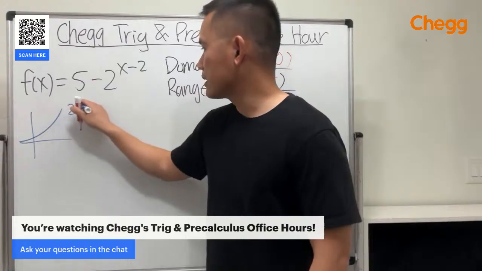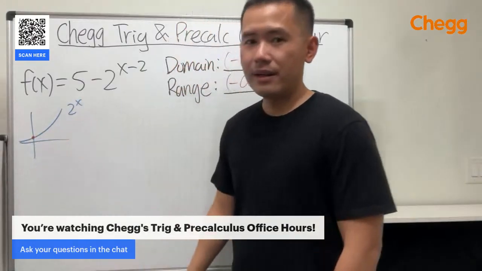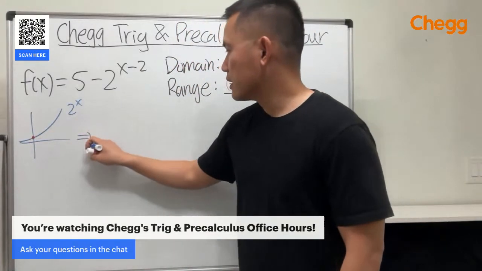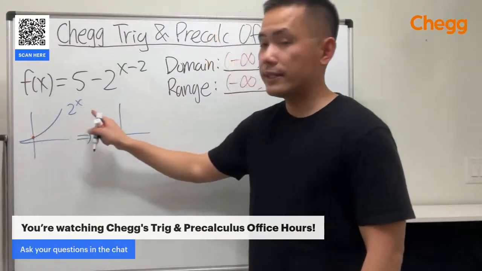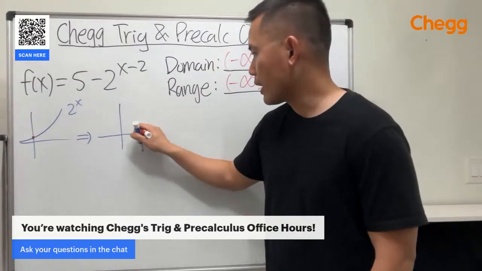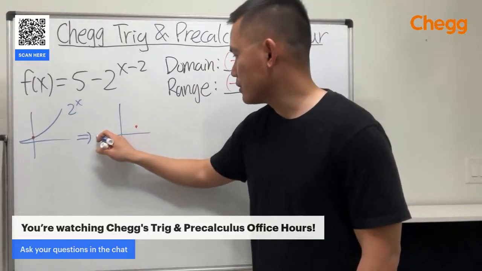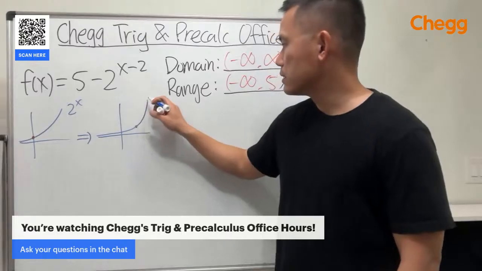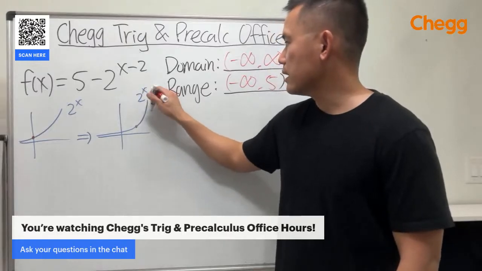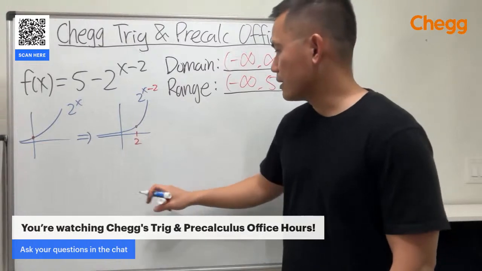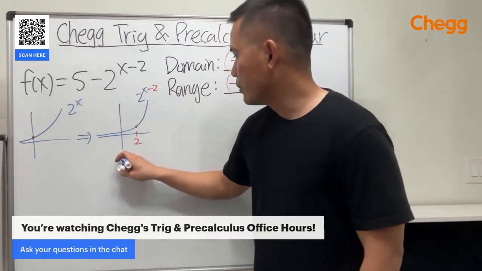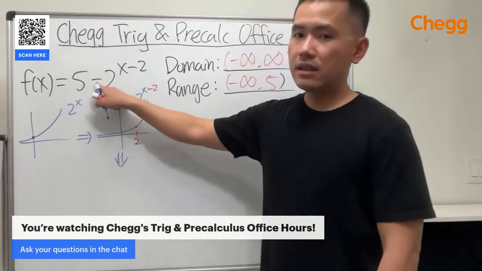And this is 2 to the x. And then we have this point right here, right? Next, we are going to subtract 2. So that means we are going to move the point twice to the right. So it will be somewhere right here. And then the curve will still look like this. So this is 2 to the x and then minus 2. And this right here is at 2. And then continue. We are going to do the negative.